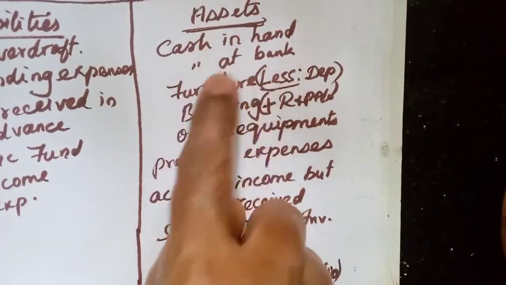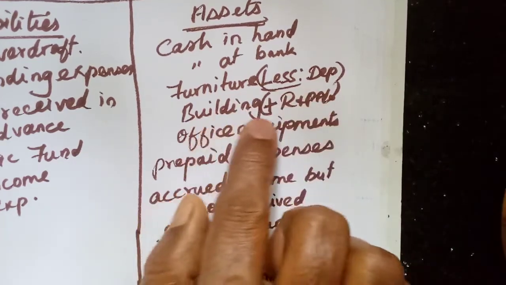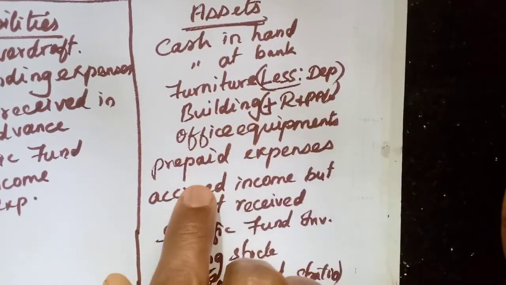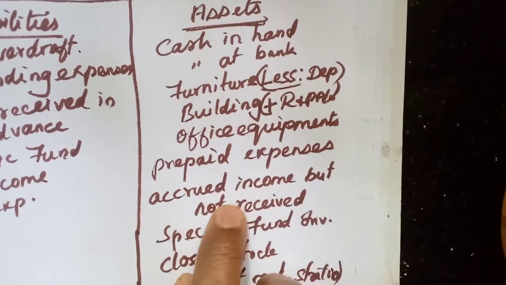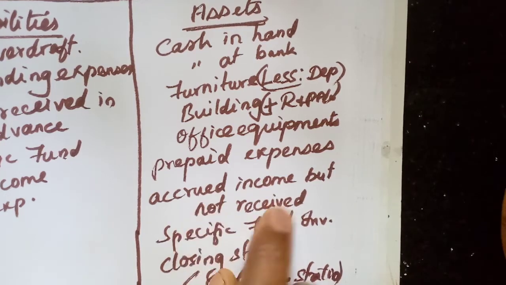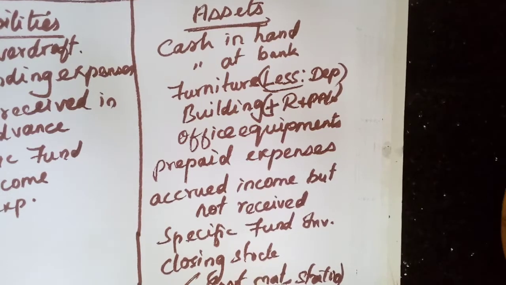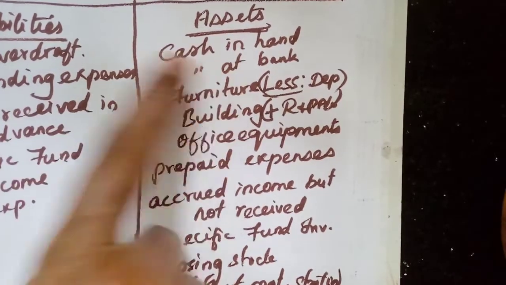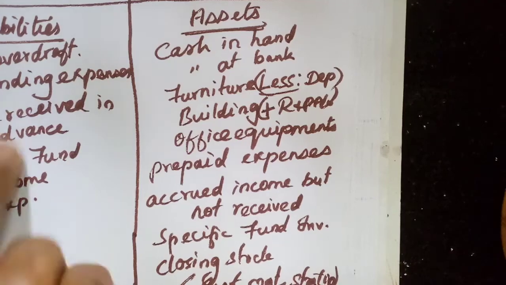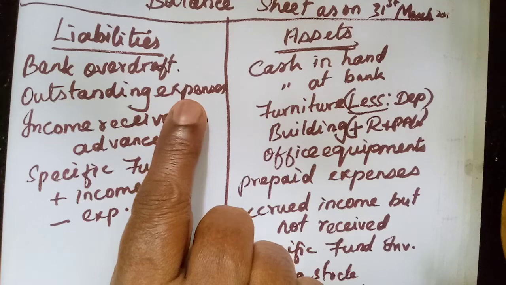With assets, cash in hand, cash at bank, furniture, if there is depreciation we must deduct, then building, then office equipments, all these depreciation must be deducted. Then prepaid expenses, then accrued income but not received, then any specific fund investment, then closing stock of sports materials or stationery or bats and balls, whatever it is. Then on the liability side, if there is no cash at bank, we may have bank overdraft. That will be mentioned. Then outstanding expenses, anything.